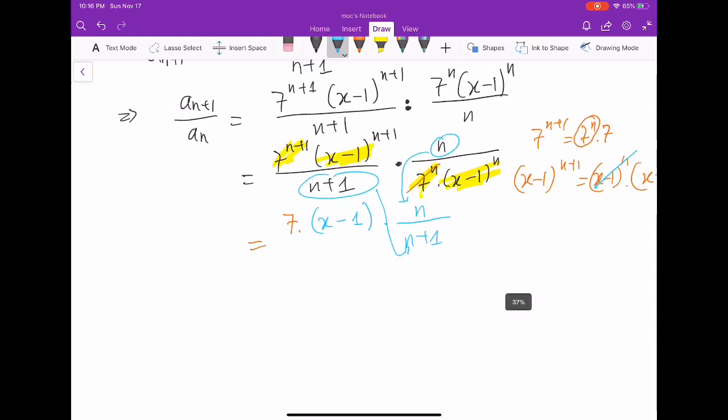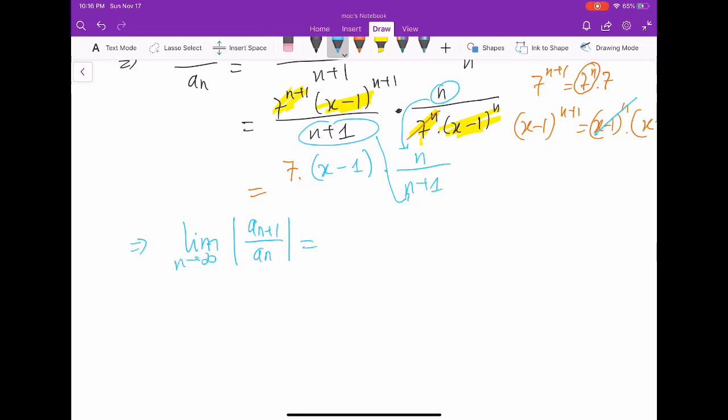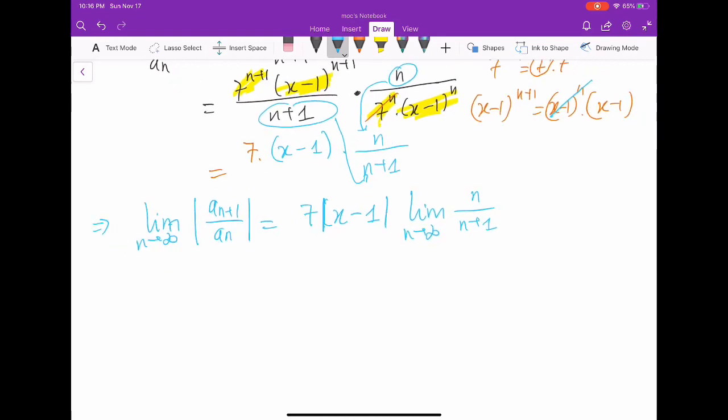All right, from here, I will take the absolute value and consider the limit of absolute value of a_(n+1) over a_n, when n approaches infinity. So that is 7 absolute value of x minus 1, because that is just a number. We can take that out of the limit. And here I have the limit of n over n plus 1. We know this limit is just 1, right? Because on the top you have n, in the bottom you have n plus 1. So this limit is equal to 7 absolute value of x minus 1.